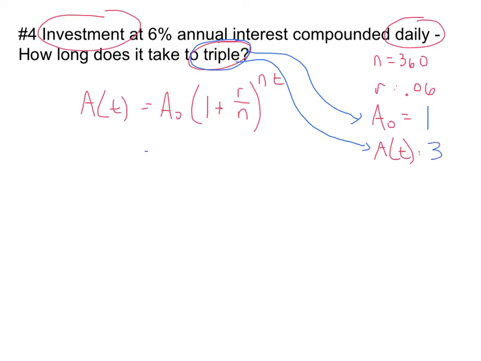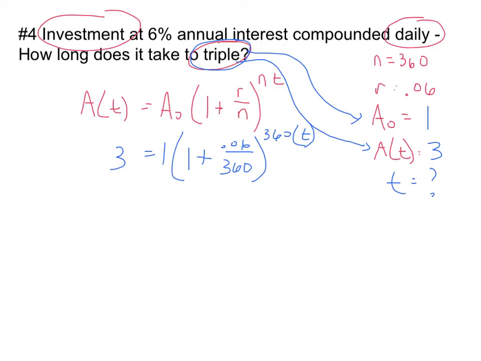We want to know how long it takes $1 to turn into $3 if it's compounded at 6% interest, done daily. So 360. And we don't know t. T is the question mark. How many years does that take to happen? Or whatever time is in this case.